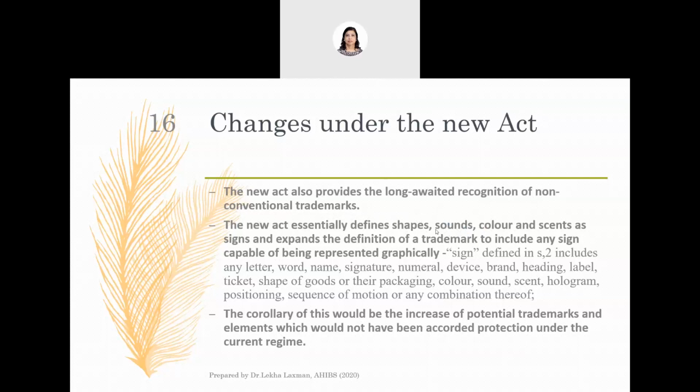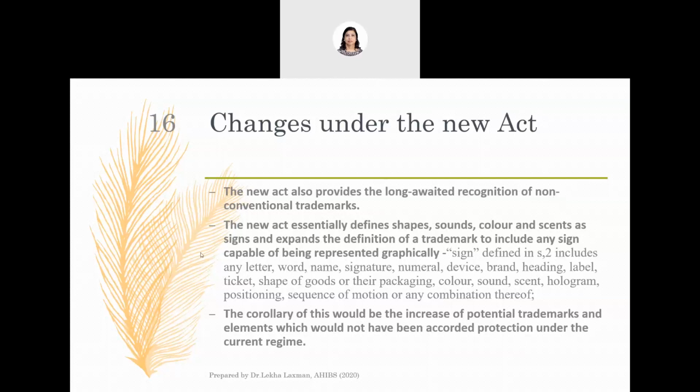Like, for example, when you switch on your handphone, if it's Cellcom, there's a certain sound. Or color. Colors have also become a registrable trademark, colors related to a particular product or service. Scents. That means the smell of, say, a perfume. The scent of a perfume has also become something that can be registered as a trademark.